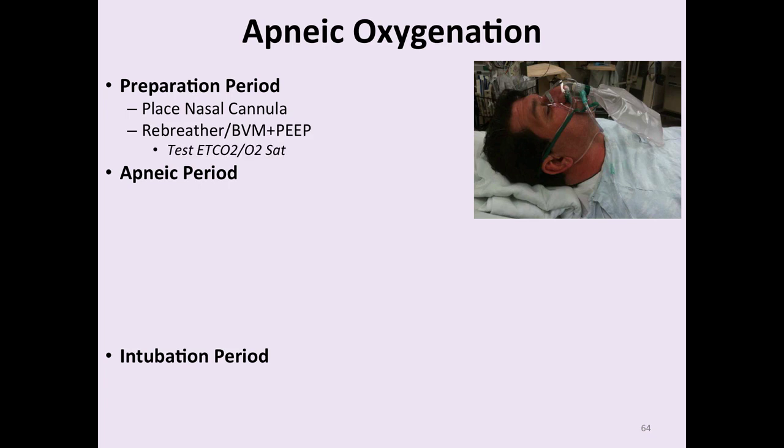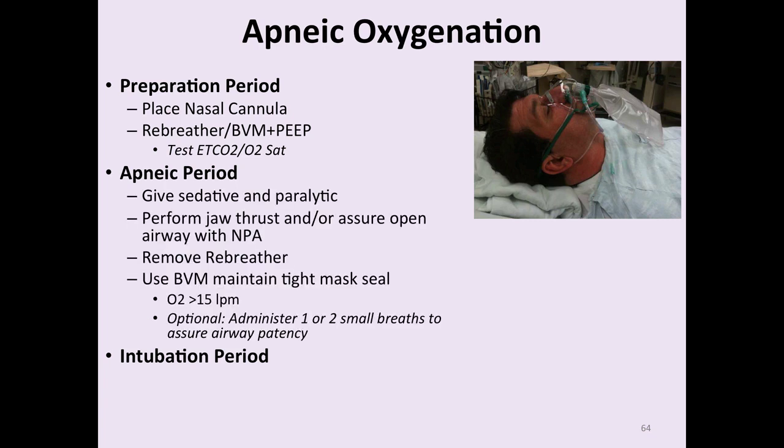We've tested our end-tidal CO2 by warming it up and checking, and we make sure everybody knows how that's working. Our O2 sat is placed on a site that's not the arm with the blood pressure cuff. During the apneic period, after we've given our sedative and paralytic, we give a jaw thrust, making sure they have an open airway with an NPA or that laryngoscope. We'll remove the rebreather and use a tight mask seal with the bag valve mask.